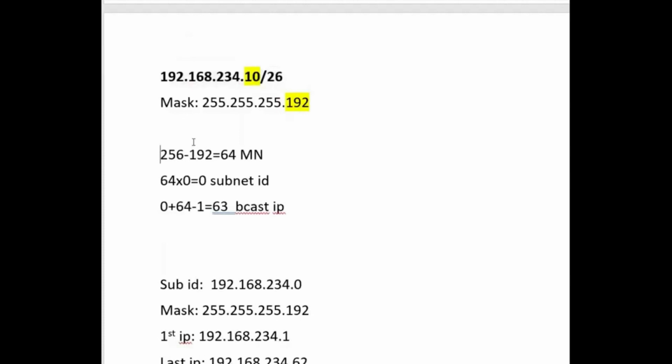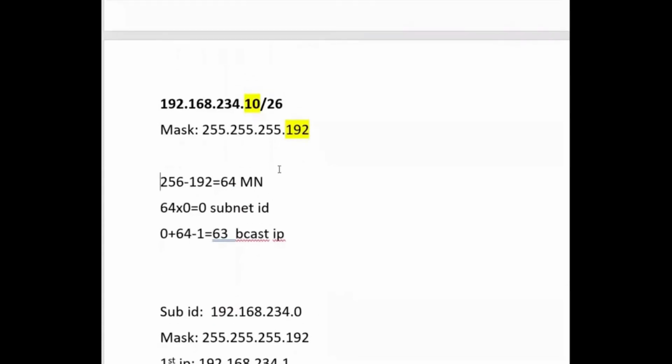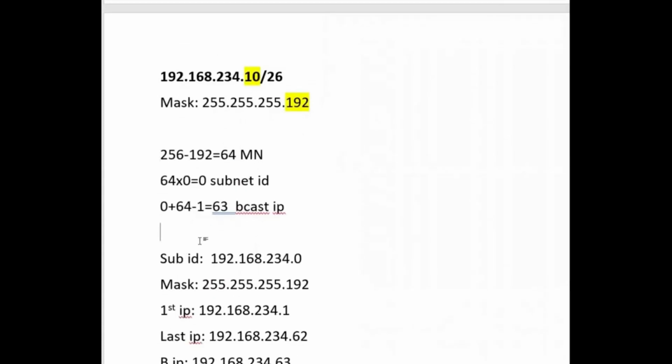So if we want to find out all the other information in detail, what is the first thing we'll do? We take a number called 256 minus 192. We get 64. That is our magic number. After that, with this magic number, we're going to compare with the octet.